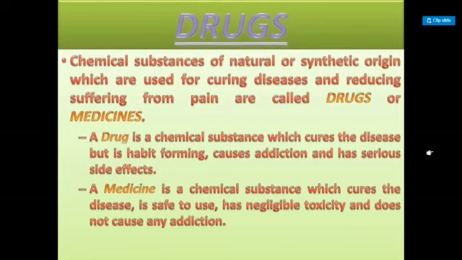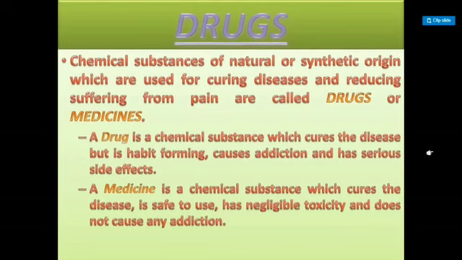A drug is a chemical substance which cures the disease but is habit forming, causes addiction and has serious side effects. Remember it. A medicine is a chemical substance which cures the disease, is safe to use, has negligible toxicity and does not cause any addiction. Here, the difference between narcotic drugs and medicines is given.